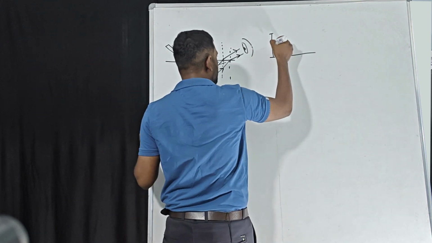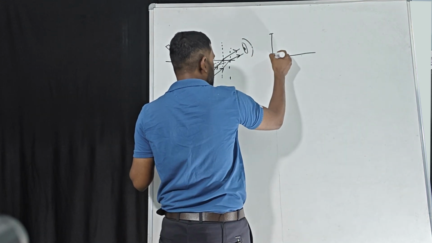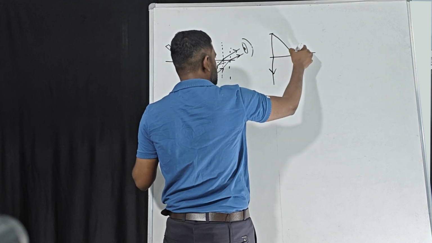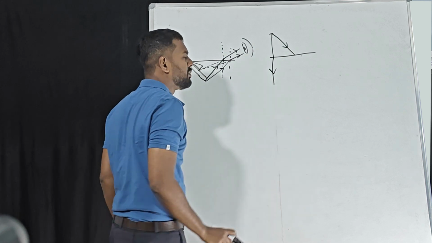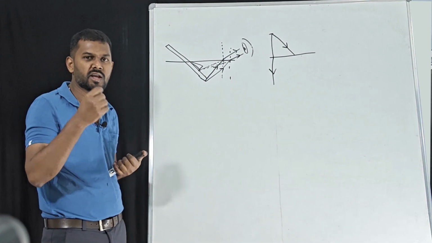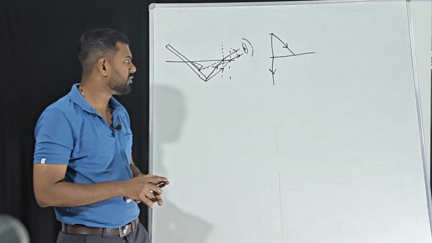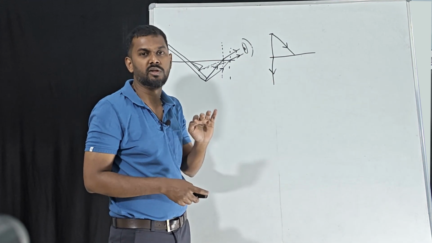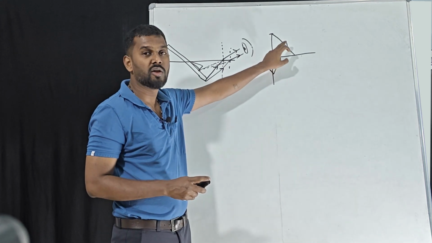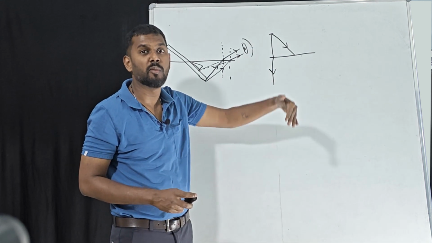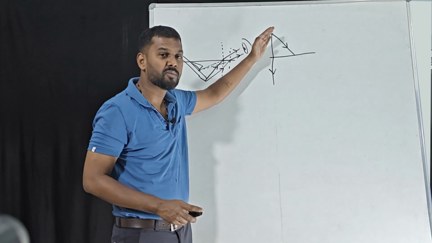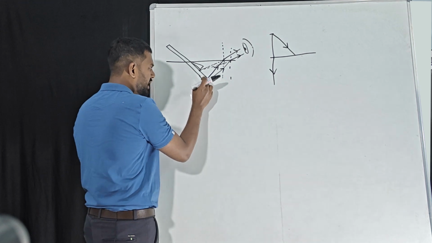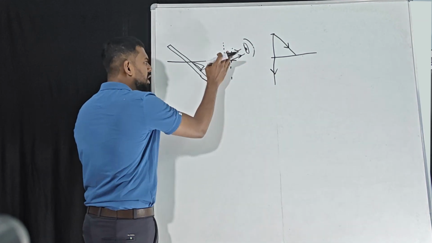Now see, the object is somewhere here, and a ray can pass like this and a ray can pass like this. This is very important. Students many times, whenever they are drawing the ray diagram, get confused whether the arrow mark should be towards the object or towards the observer. See, the arrow marks should always be towards the observer. The arrow mark should come from the object. If this is the object, the ray should be going from the object.